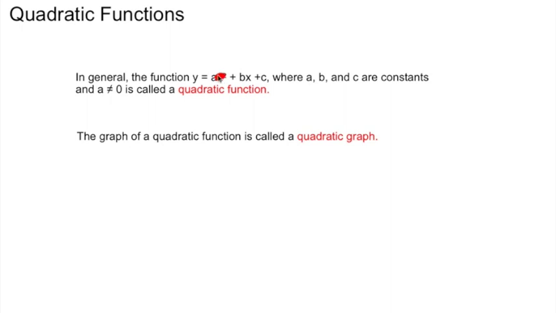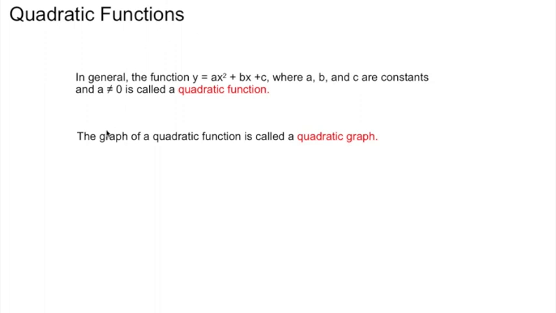Well, then we have 0 times x squared, and then we're left with y equals bx plus c, which looks a lot like y equals mx plus b, right? Yeah, we end up with a linear function, and that's not what we want. We want a quadratic function.